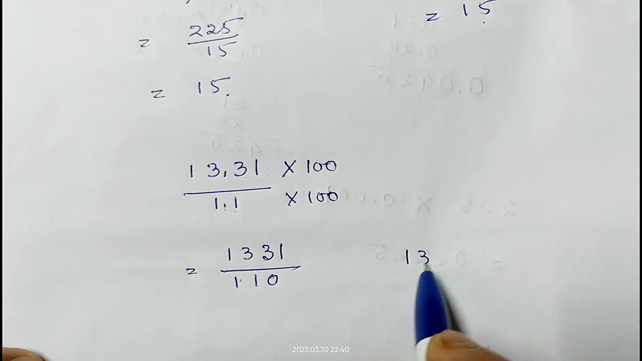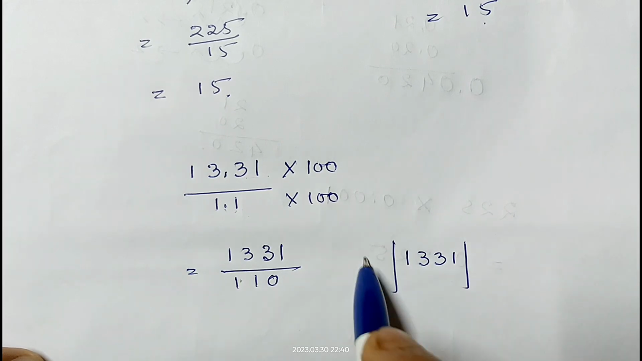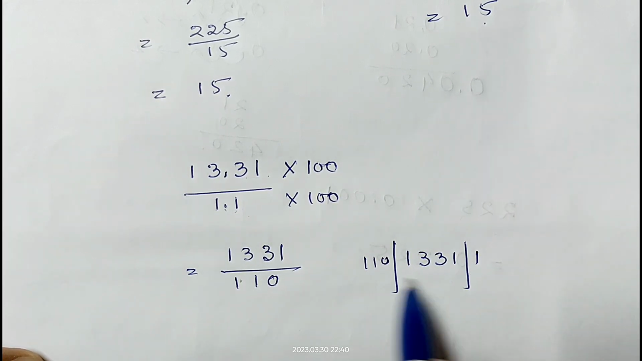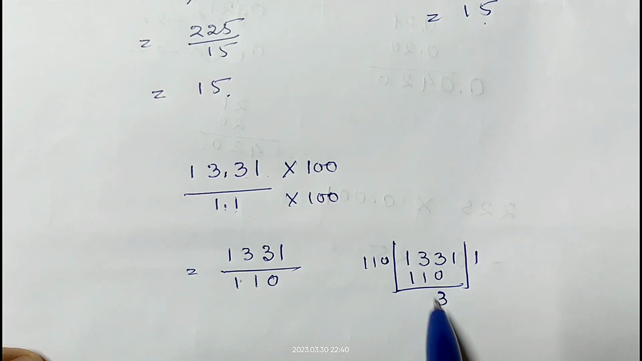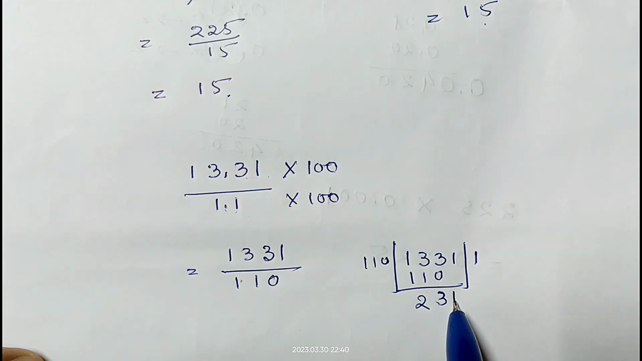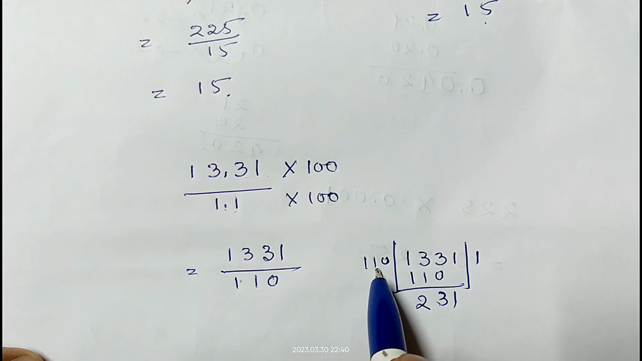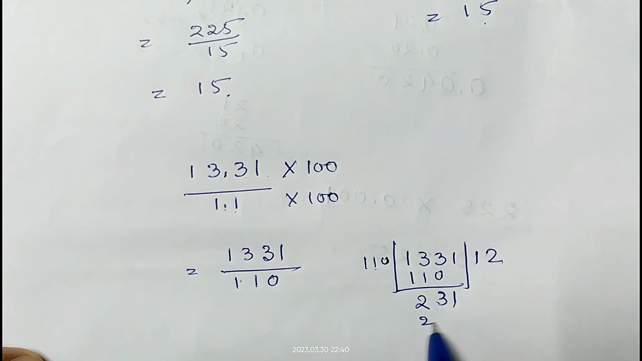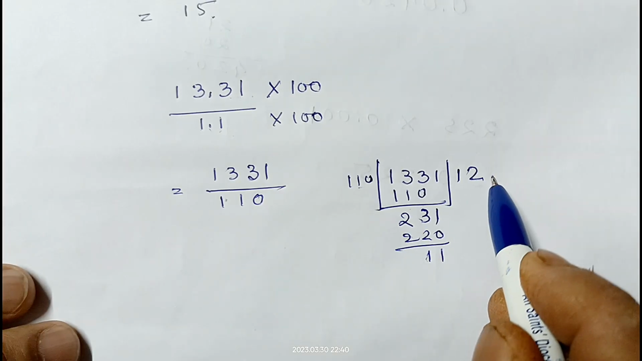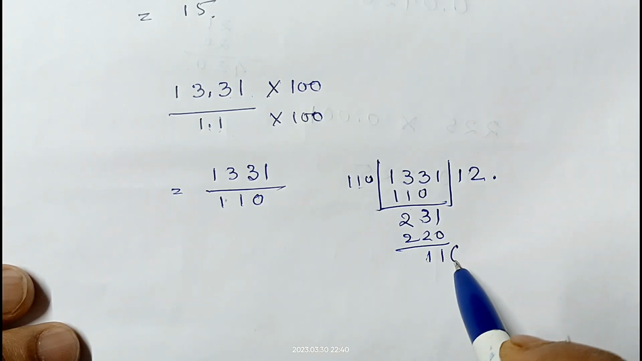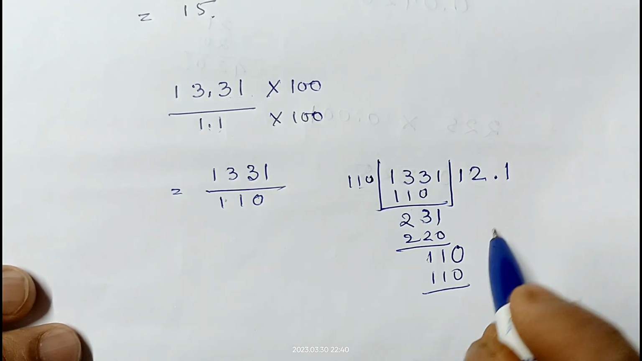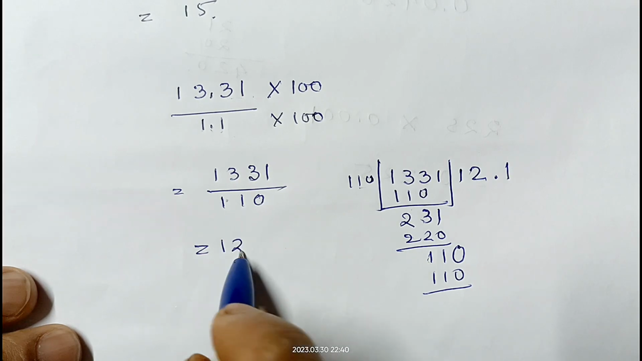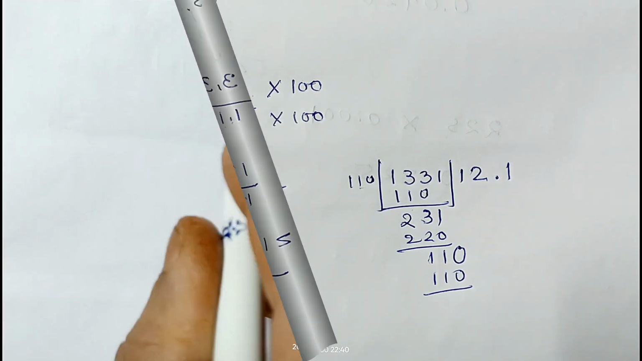Now you can divide 1331 by 110. 110 1s are 110, 3 minus 0 is 3, 3 minus 1 is 2, it will be 231. Again, 110 2s are 220, so we are left with 11. Now we have to bring a decimal, then we can bring 10 here, 110 1s are 110. So the answer is 12.1. 12.1 is the required answer.